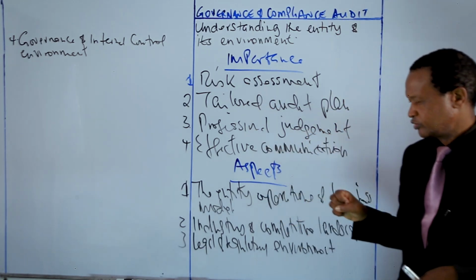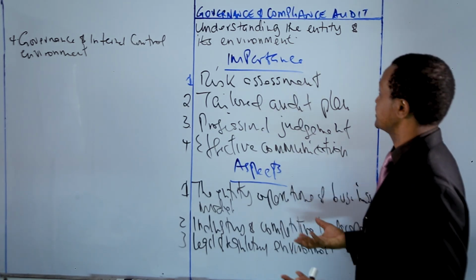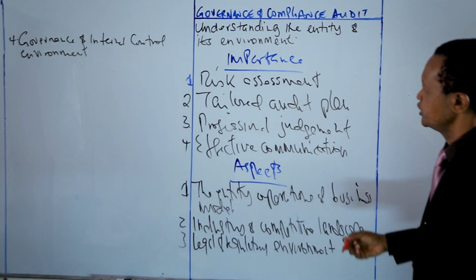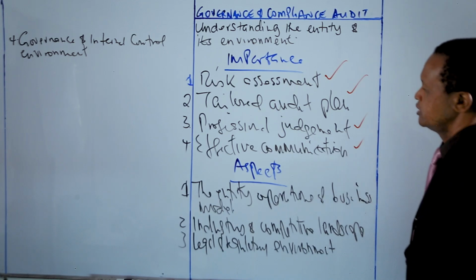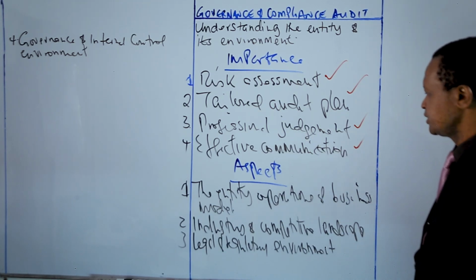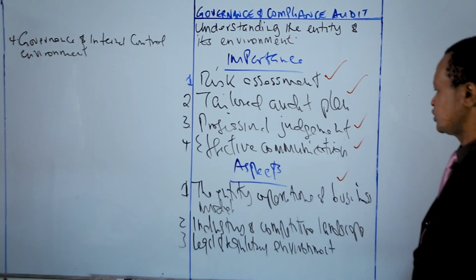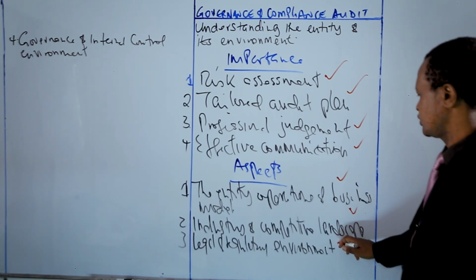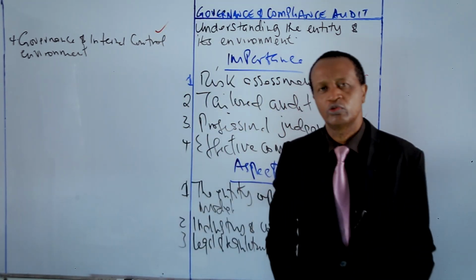So that is all, candidates, for today's lesson on understanding the entity and its environment. In this lesson, we discuss 4 reasons why understanding this environment is important. We've also discussed the aspects of understanding the entity and its environment. That is the entity's operations and business model, the industry and competitive landscape. We have the legal and regulatory environment, and also governance and internal control environment.